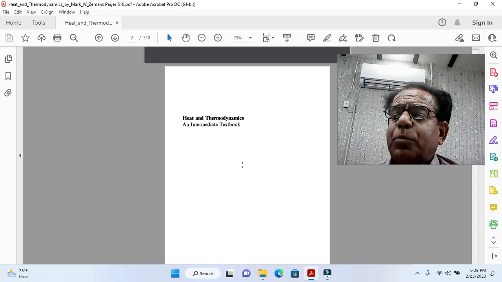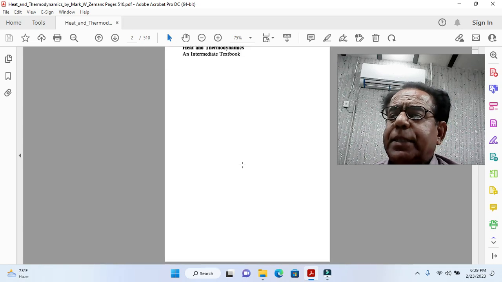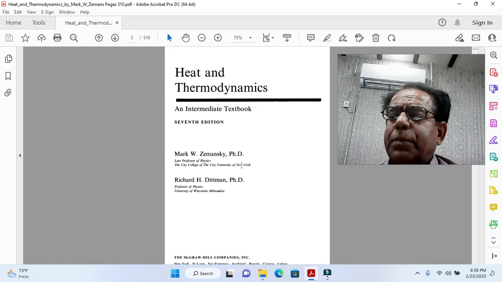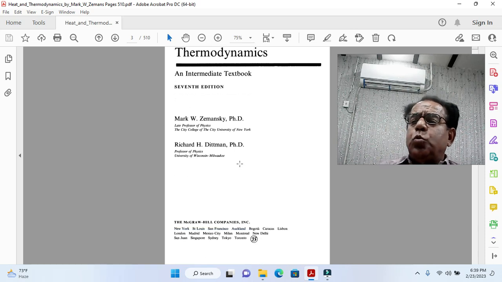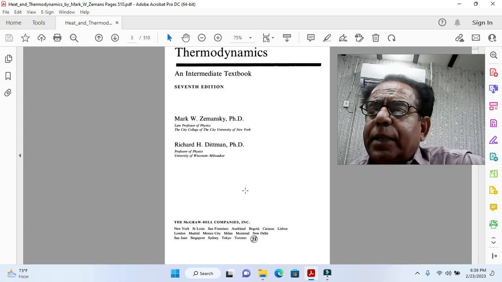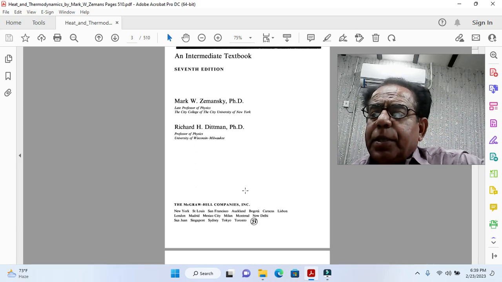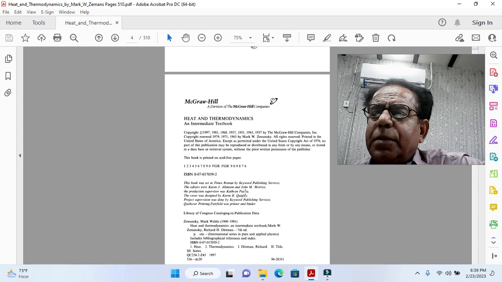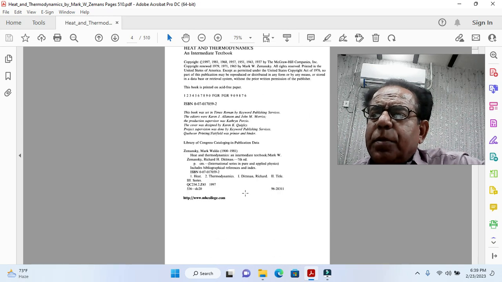Heat and Thermodynamics, an intermediate textbook, 7th edition, Mark W. Zemansky, Richard H. Dittman. McGraw-Hill is the publisher.